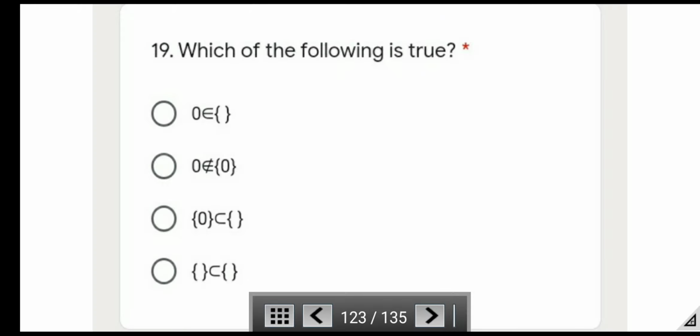Next question, which of the following is true? So clearly the fourth option is right, because every set is a subset of itself, so the null set is also a subset of the null set. So the fourth is the right option.